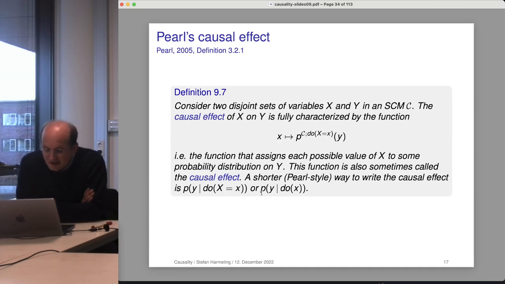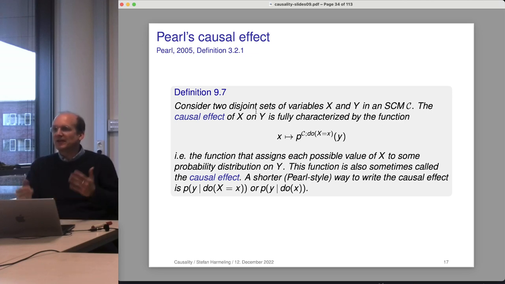Let's define yet again what a causal effect is, and this is Pearl's definition from his book. Suppose I have two variables x and y, or more generally, two disjoint sets of variables. But in my head, it's usually a single variable. That's easier. Then we say the causal effect of x on y is characterized by the following function, which maps different choices of x onto the probability distribution of y, where I have the intervention that I set capital X to little x. And so this function describes how x is influencing y.